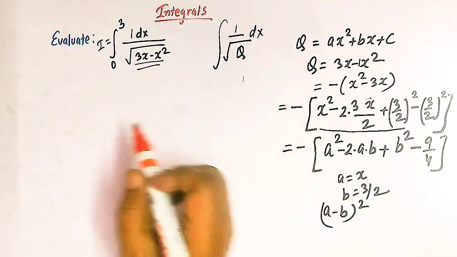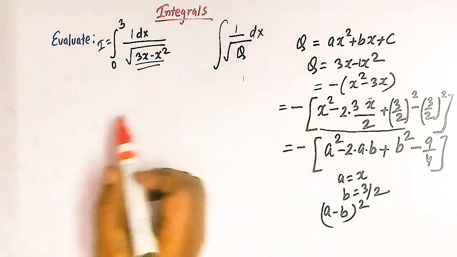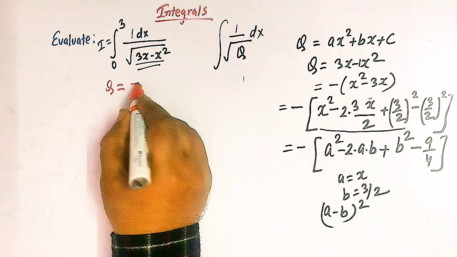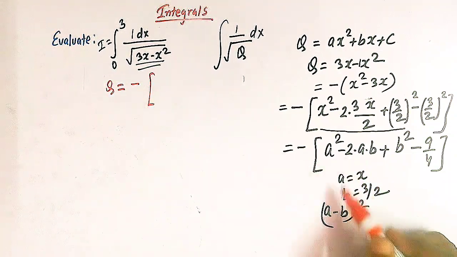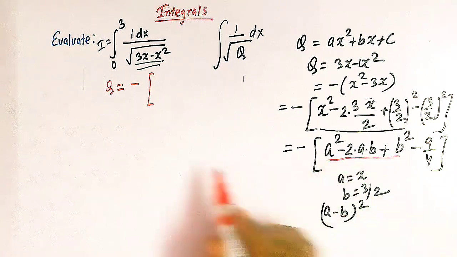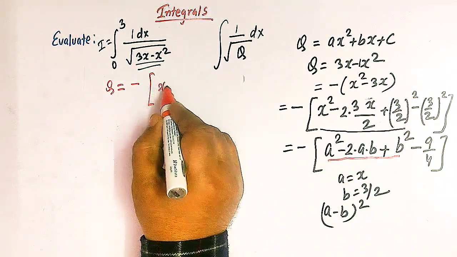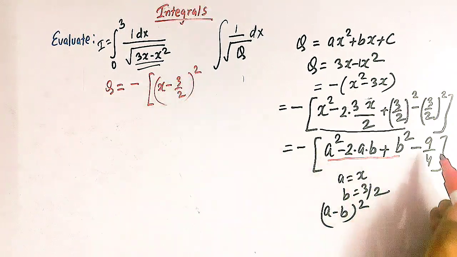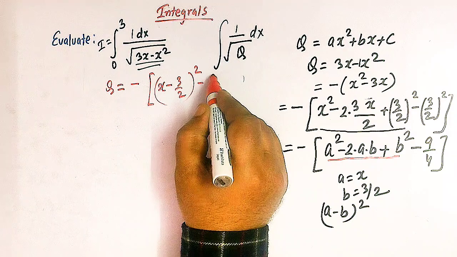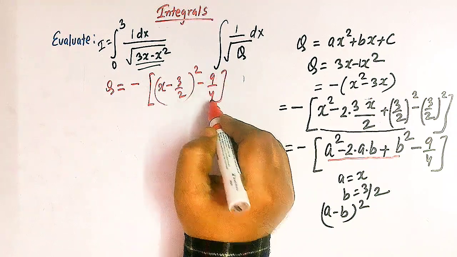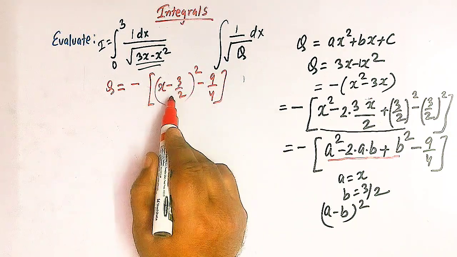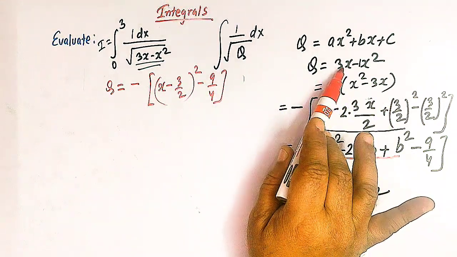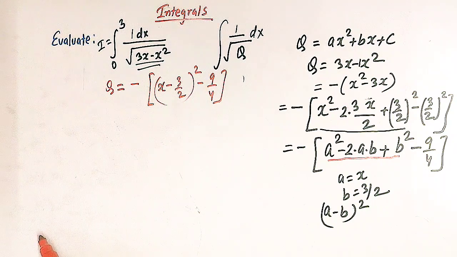So we have expressed this quadratic polynomial q as minus, here we have a minus b whole square. So this is x minus 3 by 2 square, and then we have here minus 9 by 4. Because if we again expand this square, we'll get the same term as 3x minus x square.